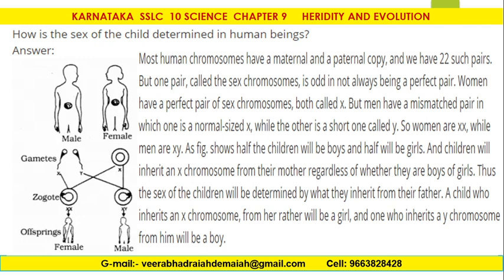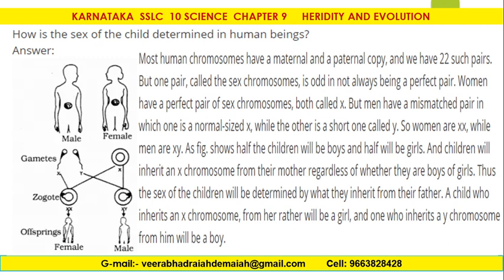As the figure establishes, half the children will be boys and half will be girls, and children will inherit an X chromosome from their mother regardless of whether they are boys or girls. Thus, the sex of the children will be determined by what they inherit from their father. A child who inherits an X chromosome from her father will be a girl, and one who inherits a Y chromosome from him will be a boy.